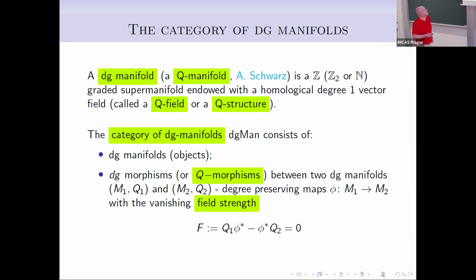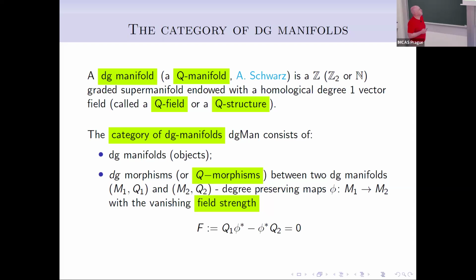A DG manifold is a supermanifold, or sometimes it's called a Q manifold. In this talk, I will mix two notations. So DG is more mathematical, Q is more physical, because it was introduced by mathematician Albert Schwarz. So it's a Z-graded supermanifold with a homological degree 1. Homological means odd vector field, which we call the Q field. So it squares to 0 or it's self-commuting.